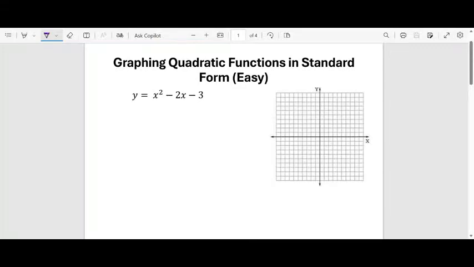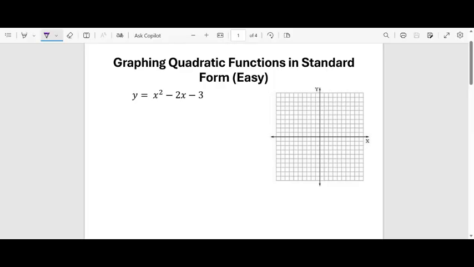Hi everyone, today we're going to cover graphing quadratic functions in standard form. This is the easiest type of standard form functions, where you are able to factor the trinomial to make your graph. So let's go ahead and start with x squared minus 2x minus 3.